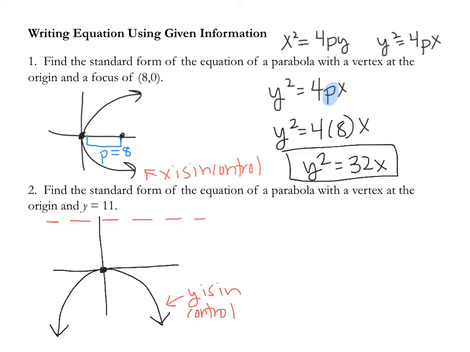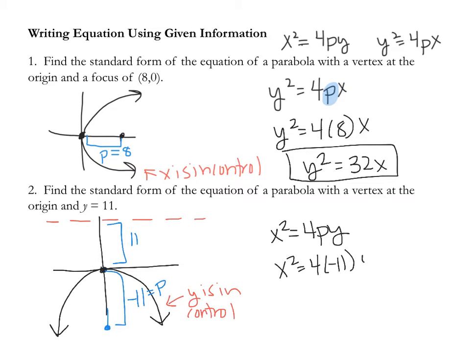So if y is in control, I'm going to write down what the y in control formula looks like. That is going to actually start with x squared. x squared equals 4py, because we want the y to not be squared since y is in control. It's a not squared variable that's in control. And then we need to figure out what p would be. p is how far it would be to get to this focus point. Well, we know to get to the directrix it would be positive 11. The focus point is just the other way. It's negative 11. So that's what we have to plug in for p into the equation. It's going to be x squared equals 4 times negative 11y, which means the equation is x squared equals negative 44y.